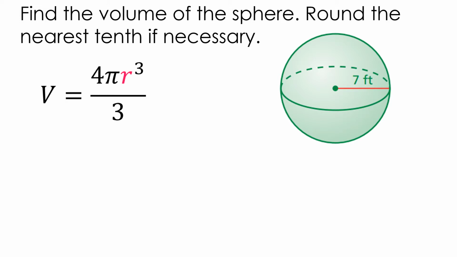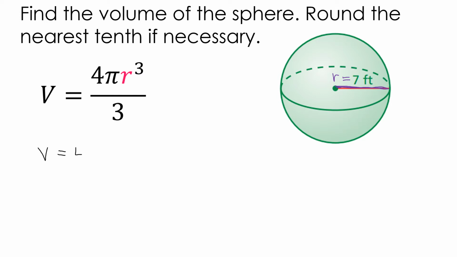The formula for a sphere is 4 times pi times the radius to the third power, all divided by 3. The nice thing about the sphere is we only have one number to plug in, and that's the radius. If we look at the diagram, they gave us the radius. It goes from the center to one of the sides. So 7 is our radius. So let's plug that into our formula.